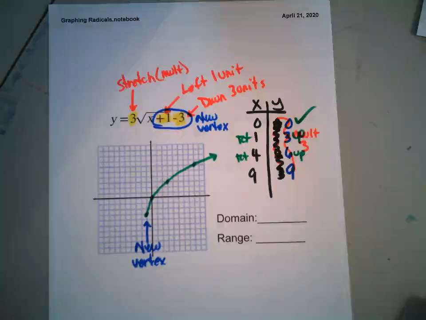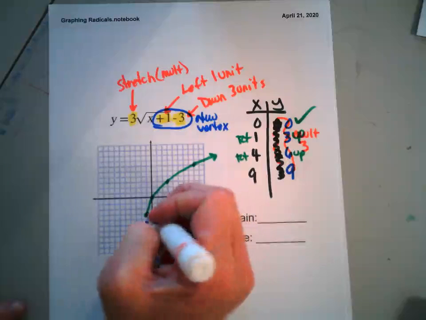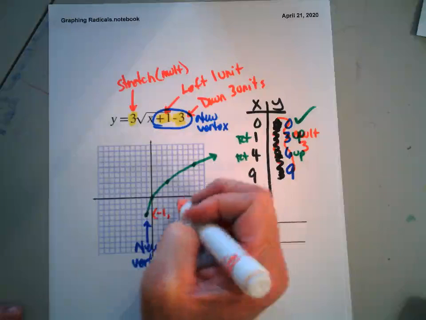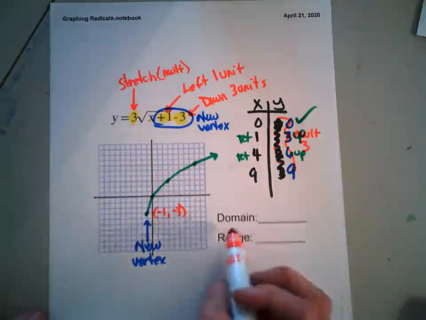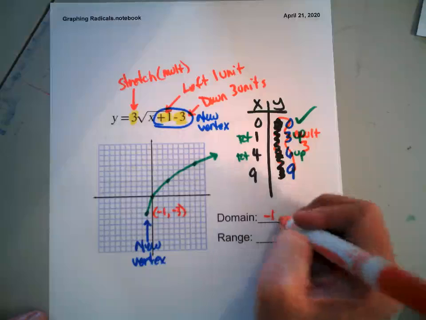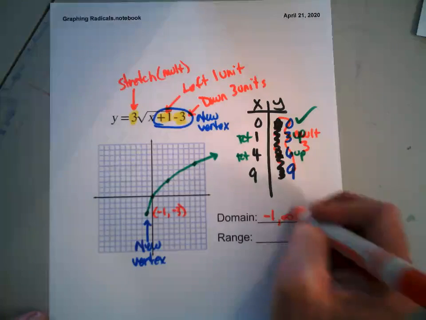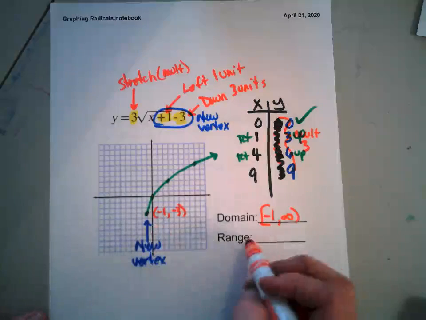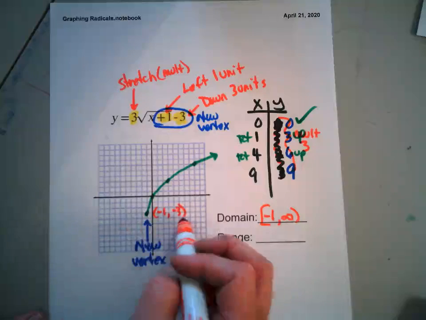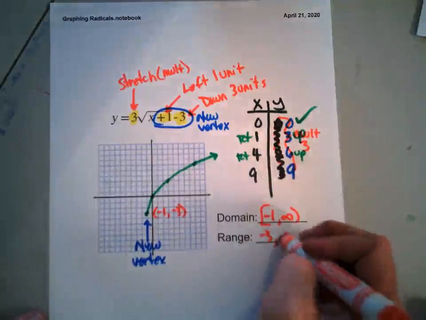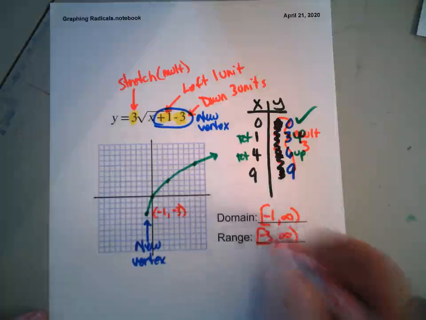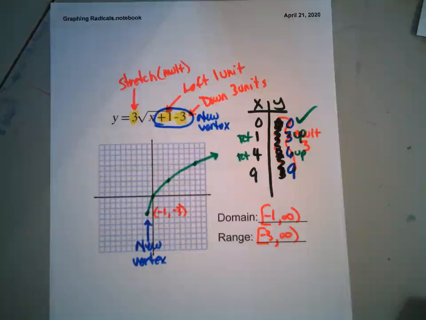All right, finish up with the domain and the range. This ordered pair is negative 1, negative 3. So how far left does it go? That's the negative 1. How far down does it go? The lowest point is negative 3. And it goes all the way up to infinity. Okay? So that is square root graphing.